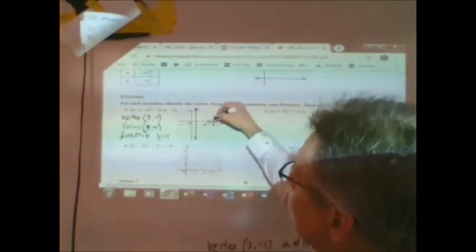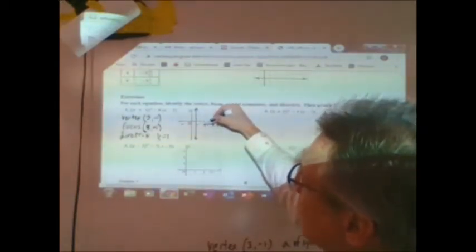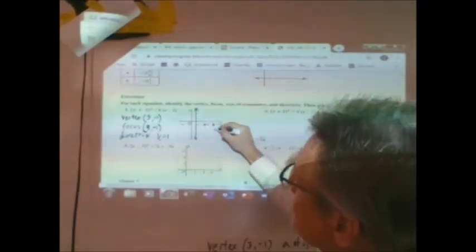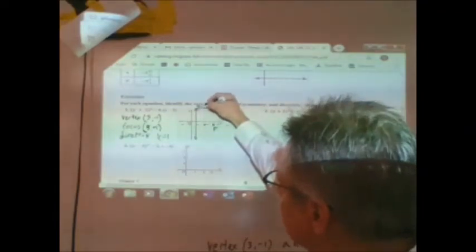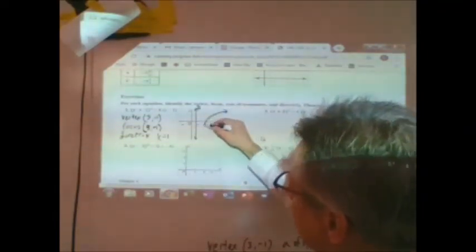And so to graph the parabola, whose vertex is here, all of the points on the parabola are equidistant from the focus, I'll make an F here for focus, and the directrix, I'll call that D. And so our graph would look something like this.